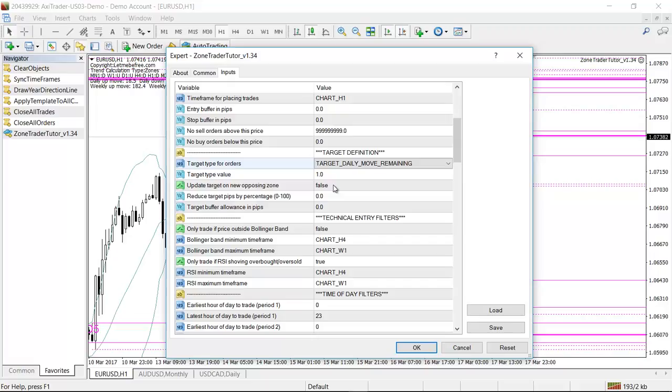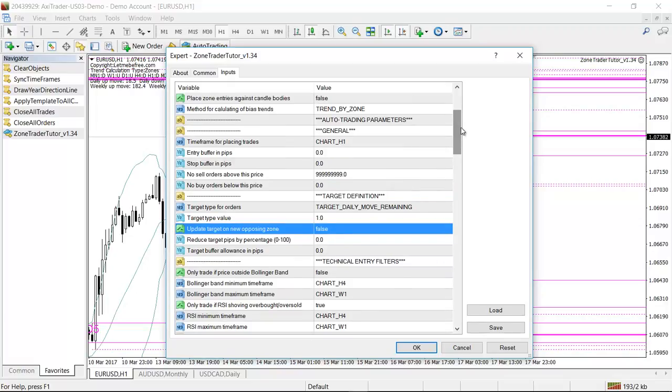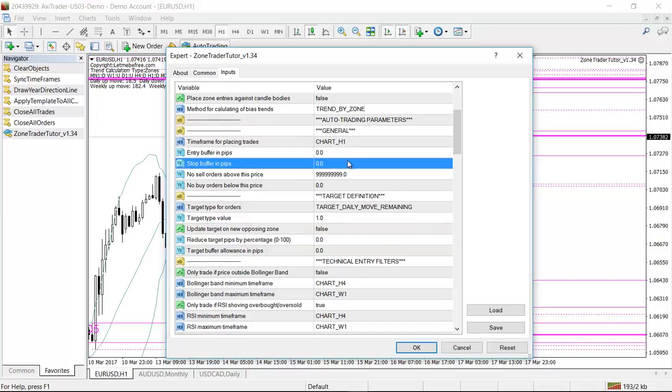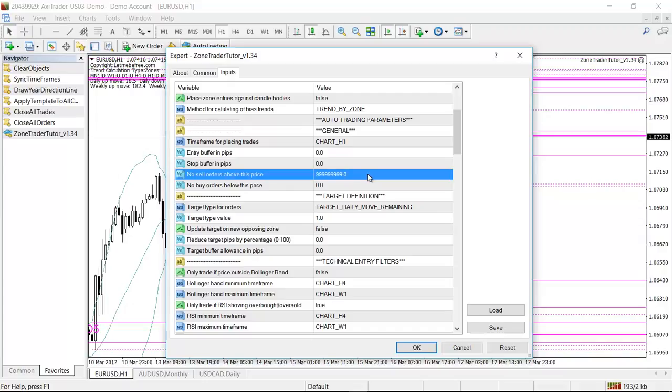There's other things. We can update a target if a new fresh zone forms behind price. We can change our target accordingly. We can have buffers if we want to actually get in a little bit before the zone, just to improve our chances of an order being triggered, or we can have our stop placed just a little bit above a supply zone for example, if we just want to allow for that cheeky institution just trying to take out stops. We can have no sell orders above a particular price. If we think that price has gone so far up that we want to stop selling, then we can just enter a price range here, and similarly for no buy orders below this price.